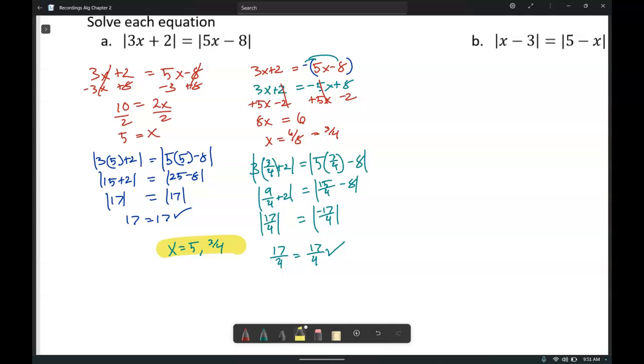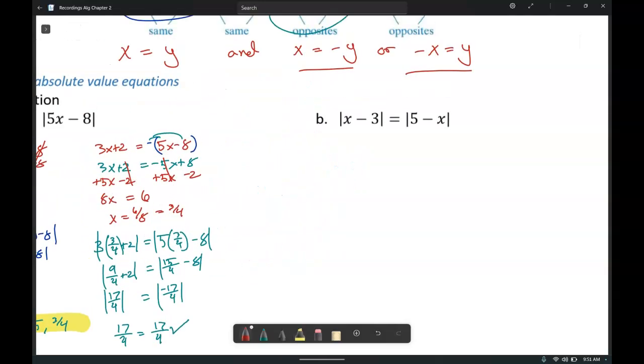Let's take a look at another one. So here what we're going to do is we're going to take our absolute values. We're going to drop the bars for one of the equations. And then we're going to drop the bars for the other equation, but we're just going to use the opposite of that equation. Okay, so let's go ahead and add x and add 3. So we get 2x equals 8, x equals 4.